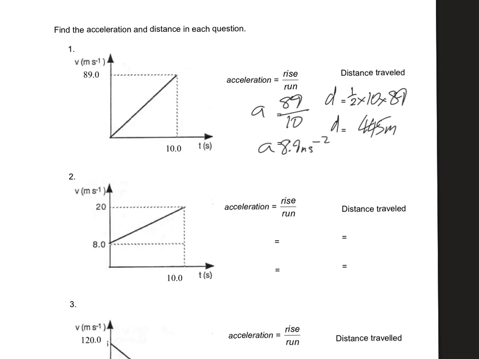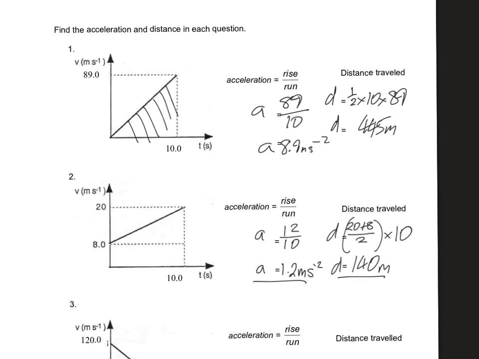Next is to calculate the distance travelled during this time of 10 seconds, and from the graph the distance travelled is always the area under the graph, so it's the shaded area here, which is basically a triangle. So we use the triangle formula, which is half times base times height. So the distance will equal half times the base of 10 times the height of 89, so we get 445 meters.